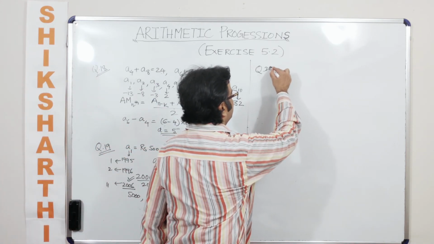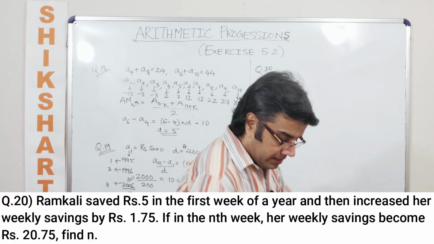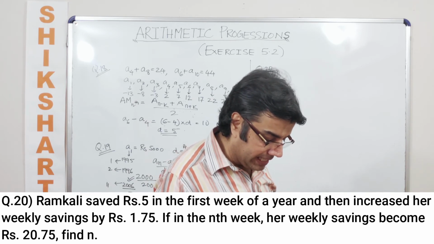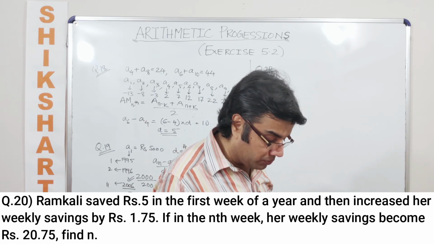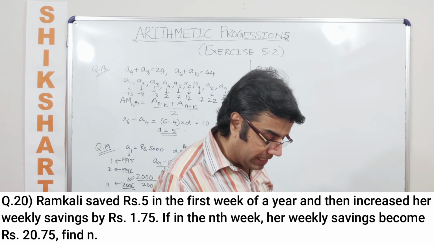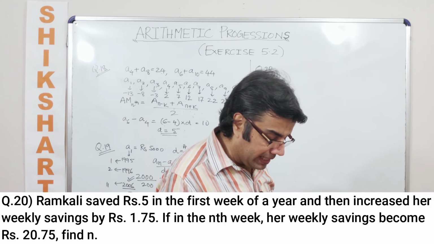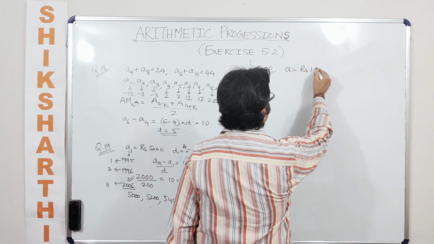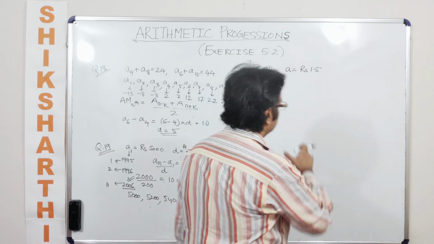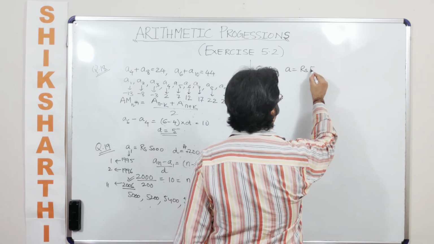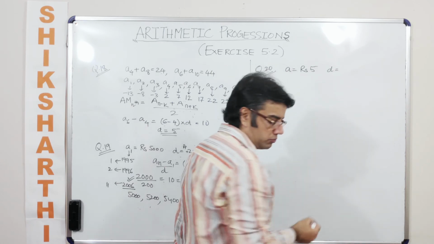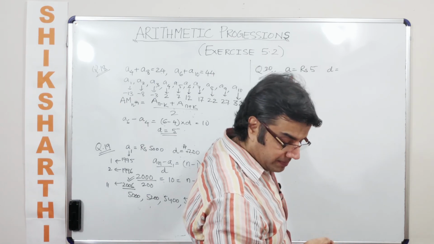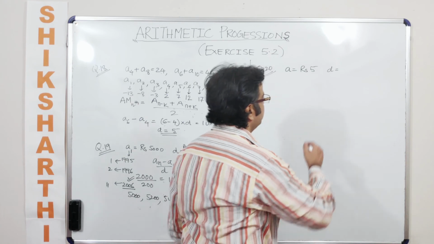So talking about the last question, which is question number 20, it says Ramkali saved rupees 5 in every week of a year and then increased her weekly savings by rupees 1.75. If in the nth week her weekly savings became 20.75, find n. So this is just like saying the first term was, oh, she saved 5 rupees. And each week she is saving how much? This was the first week of the year, which was the first term. And the common difference here is 1.75 rupees.